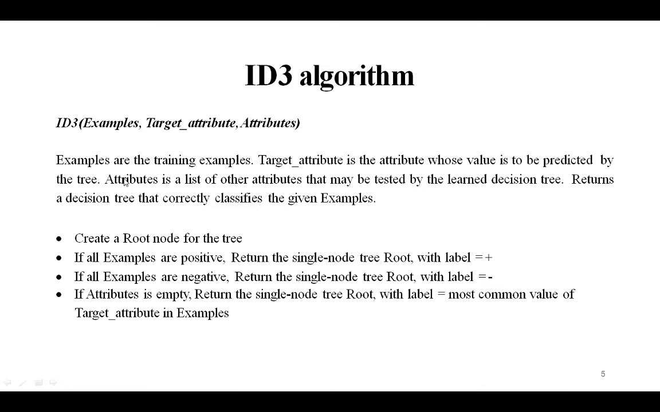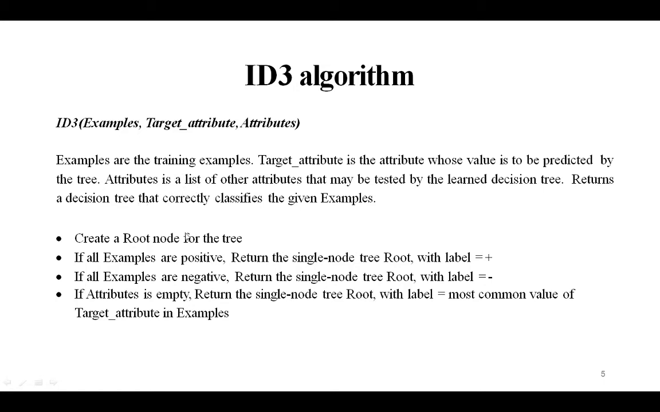Here, examples are the training examples. Target attribute is the attribute whose value is to be predicted by the tree. Attributes is a list of other attributes that may be tested by the learned decision tree. It will return a decision tree that correctly classifies the given training examples. This is how ID3 works and the outcome of the ID3 algorithm.